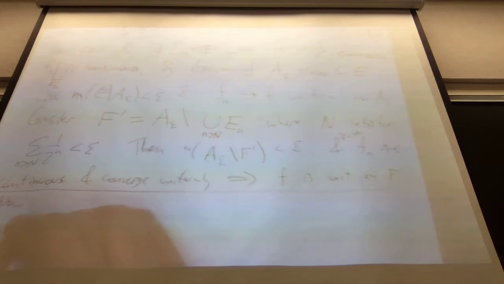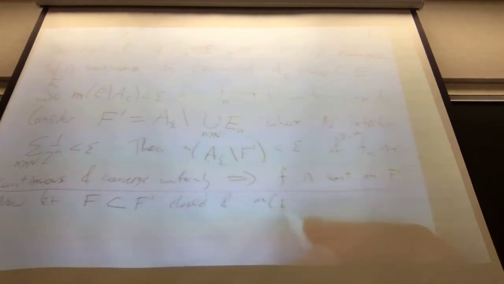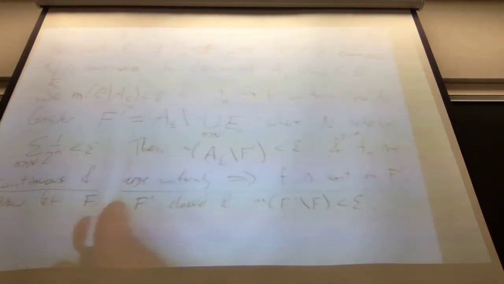So F is continuous there, and the last step is as before. Now let F be a subset of F prime that's closed, and the measure of F prime, take away F, is at most epsilon. So we started with E, we dropped the set of measure at most epsilon to get to A epsilon, we dropped the set of measure at most epsilon to get F prime, we dropped the set of measure at most epsilon to get F. F is closed, F is continuous on F prime, so it's also continuous on F.